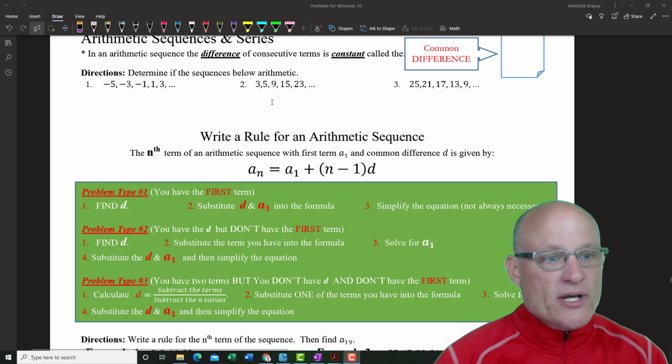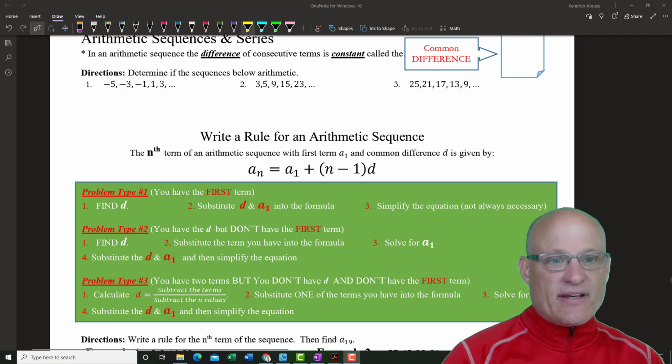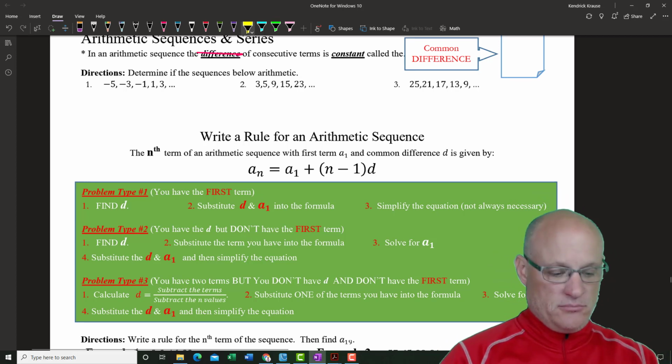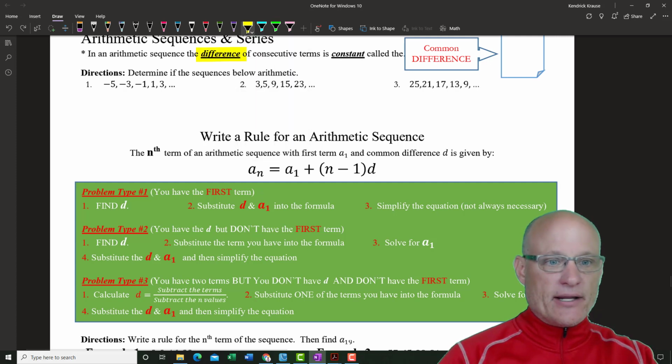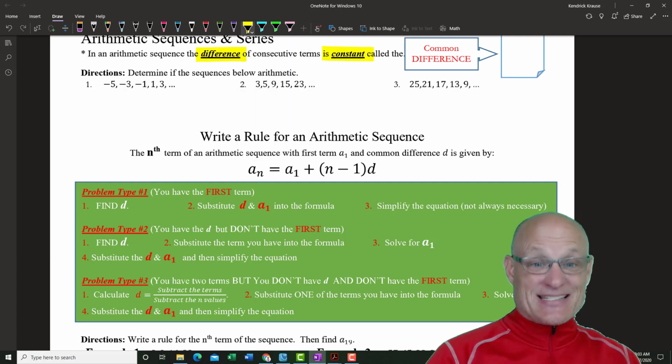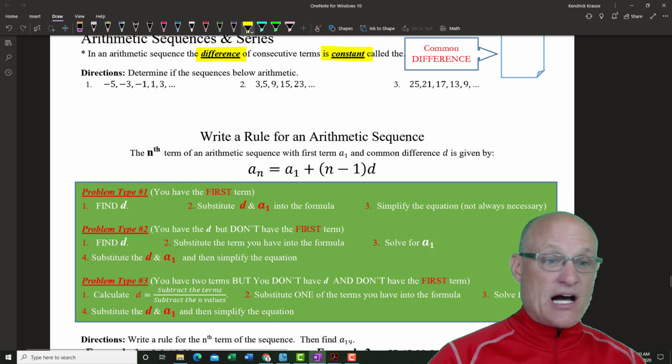Okay, so here's how it works. In an arithmetic sequence, there is a common difference between terms. I really want to just highlight that, not underline. There we go. Common difference, and it's constant. It is a constant difference between the numbers, and we're going to find that. We call it the common difference.